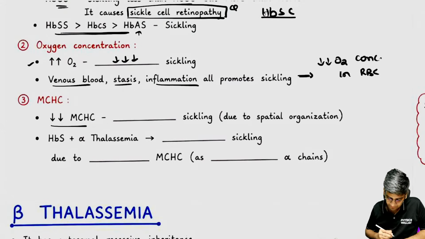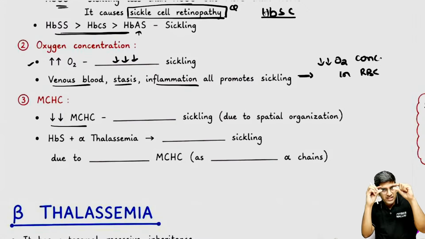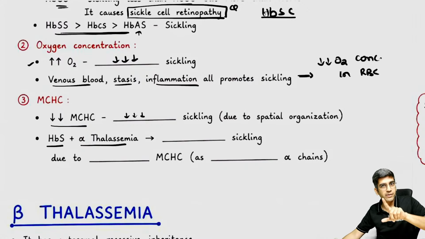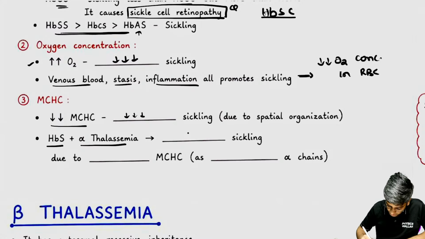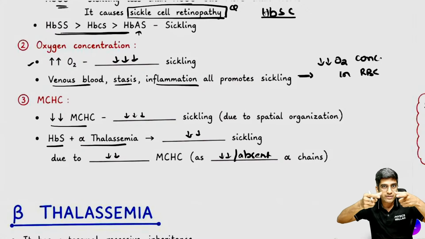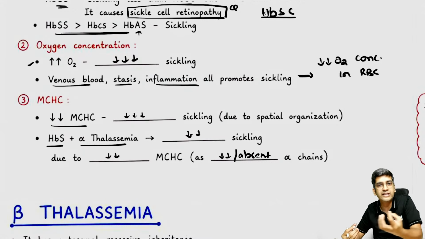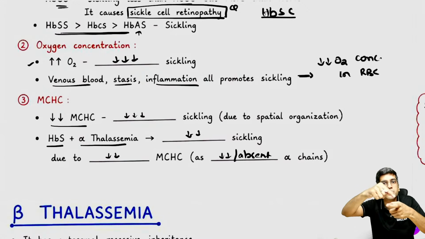Reduced MCHC. See, when MCHC reduces, I have more space there, so it reduces sickling. Fine. That's why if I have hemoglobin S plus alpha-thalassemia, where alpha chains are absent, I have more space there, right? So that also reduces sickling, because of reduction in MCHC due to reduced or absent alpha chains. Normally it is alpha and beta. Alpha is gone, I have more space, so the oxygen affinity will be split. Instead of 4 chains, it's going to be split towards these two guys, right?